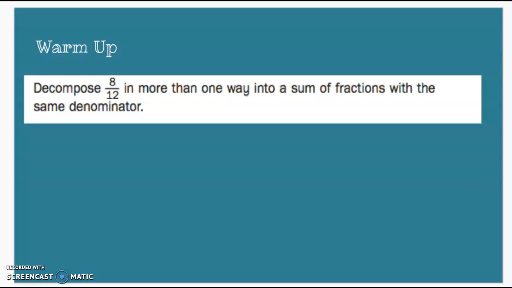Welcome back. So when decomposing 8 twelfths, I could do it in a few different ways. I could first look at it by its unit fractions. Remember, a unit fraction is a fraction with a 1 in the numerator. If I broke up 8 twelfths into unit fractions, my answer would look like this. 1 twelfth plus 1 twelfth plus 1 twelfth plus 1 twelfth plus 1 twelfth plus 1 twelfth plus 1 twelfth, and plus 1 more twelfth would get me my unit fractions of 8 twelfths.